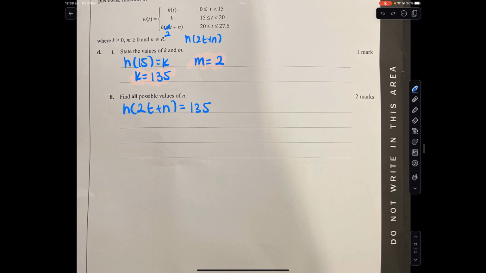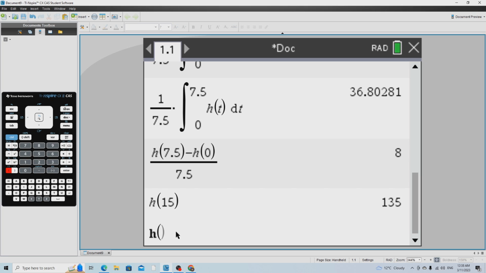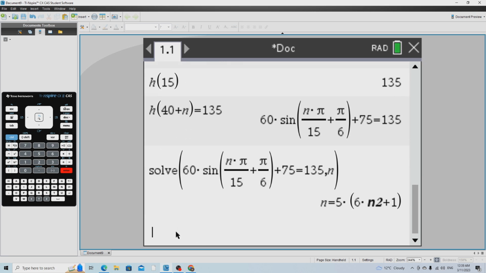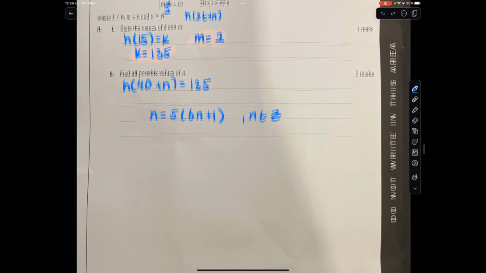So at t equals 20, 2 times 20 gives 40. Let's use our calculator. It's a general solution because it says find all possible values. So we can say h of 40 plus n should equal 135, and we want to solve for n. And we get this value of n. So your n is equal to 6n plus 1, where n is an element of all integers. Is that true? Is it an element of all integers? Yes, it is. You can take any value.